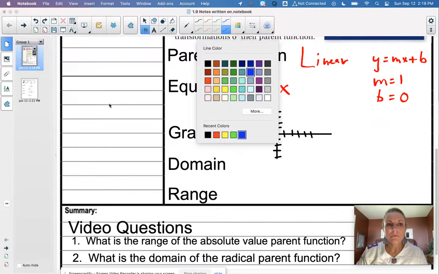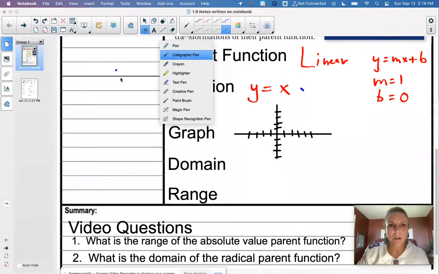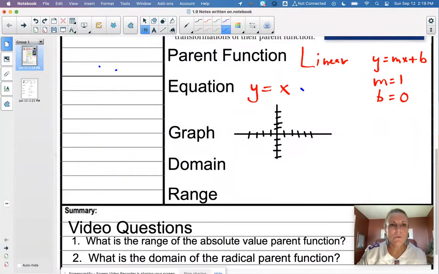let's do that now. Oops. Come on. Why is this staying on here? There we go. Okay. So when we graph this, trying to get the pen off. There we go. Okay. Well, think about it. No matter what x you pick, the y is going to equal it.